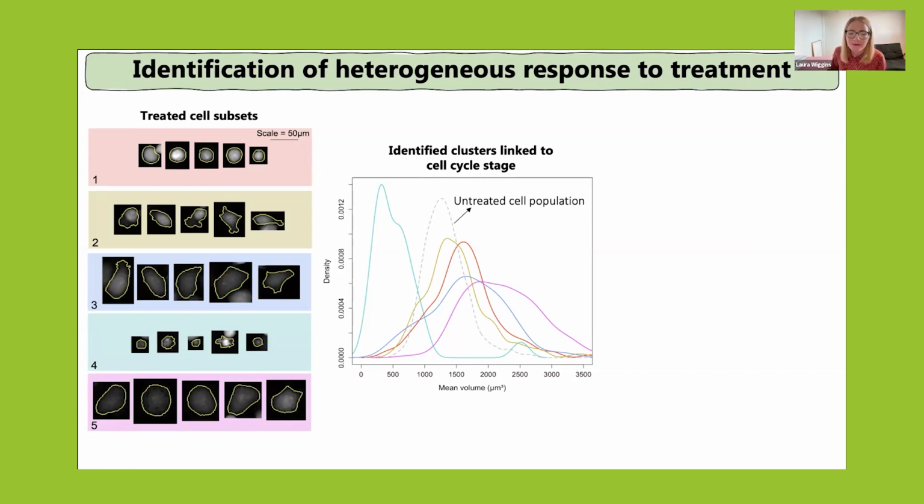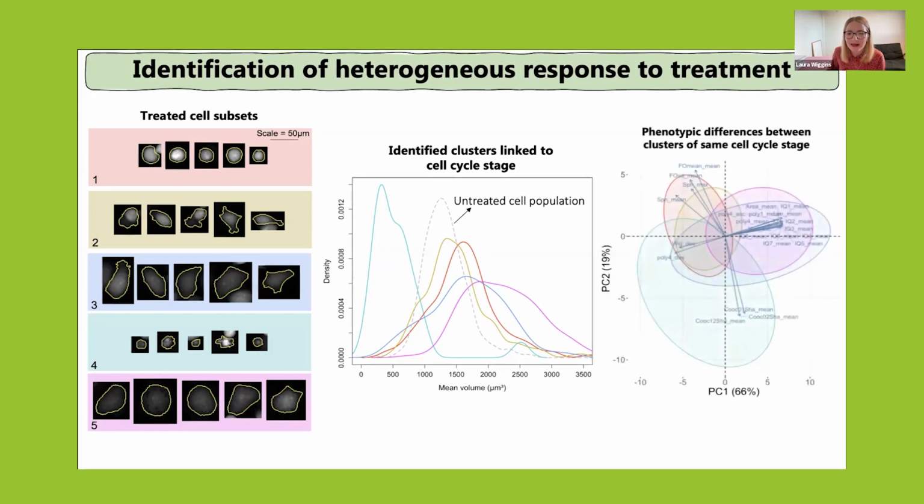And even for populations that looked quite similar by eye, we were able to use Selfie's feature selection to identify which metrics actually differed between those populations, even if those differences were really subtle, and we couldn't see them by eye.